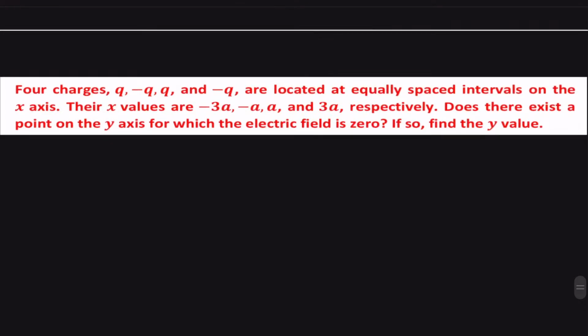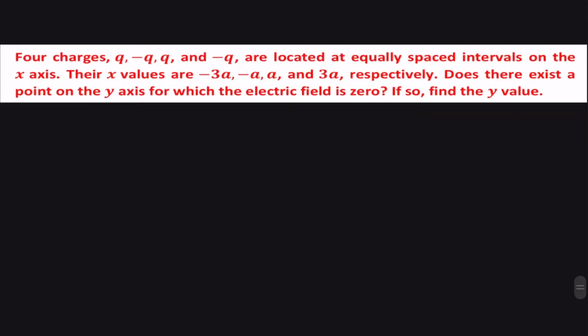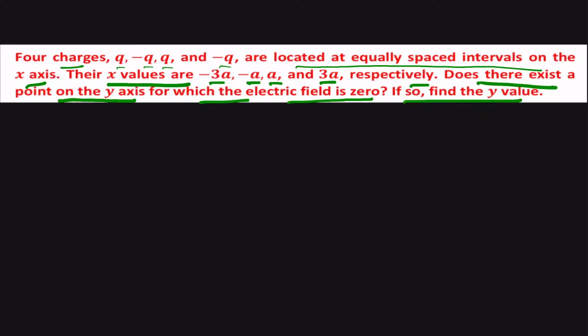In this case it states that 4 charges plus q, minus q, plus q, minus q are located equally spaced interval on the x-axis. Their x values are minus 3a, minus a, plus a and plus 3a respectively. Does there exist a point on y-axis for which the electric field is 0? If so, find the y value.